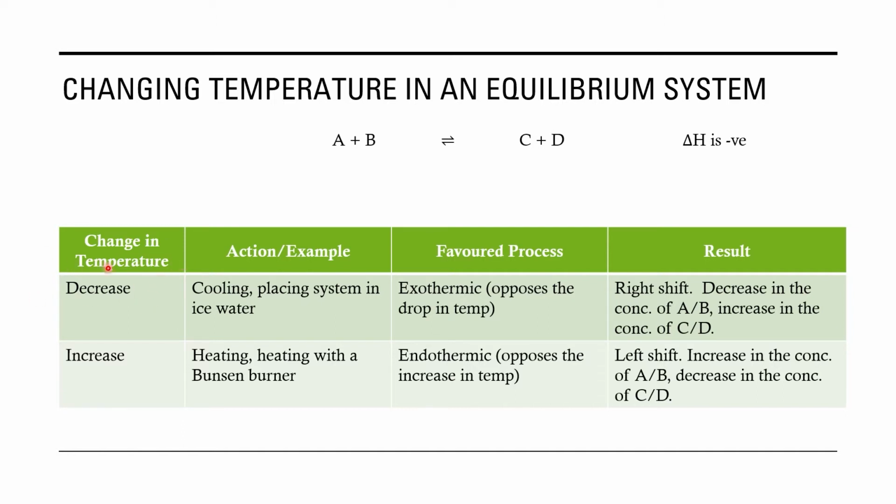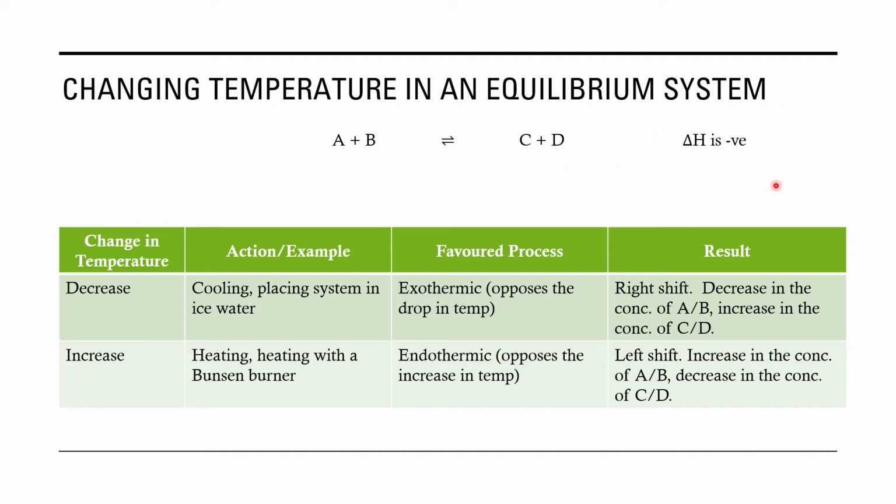Our first example here is that if we were to decrease the temperature of a system, so that would be through some sort of cooling action, the exothermic process would be favored. In other words, if we drop the temperature, the exothermic process will be favored because it will try to bring that system back to thermal equilibrium. In the example that's up the top here, the exothermic process is the forward reaction, AB forming CD.